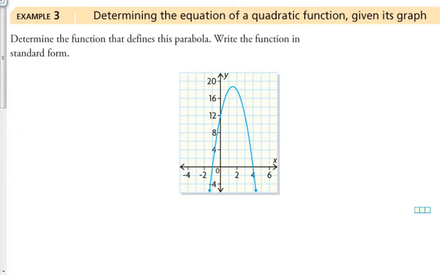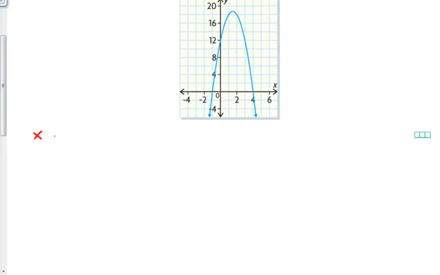Next question. We can determine the equation of a quadratic function given its graph. Determine the function that defines this parabola. Write the function in standard form. Well, right away, I can see my x-intercepts. So my x-intercepts are -1 and 4. In factored form, we have our zeros already given to us.